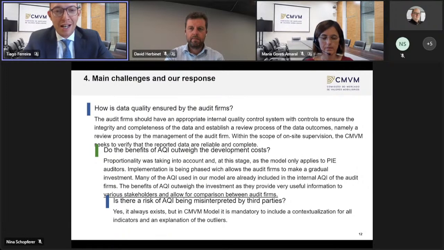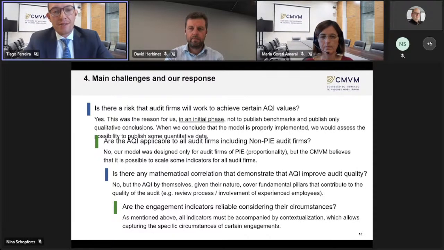This is the next slide, please. Yes, we know that probably some audit firms will work to achieve some benchmarks like 3% or 5% of engagement department involvement. So our objective is not for the audit firms to achieve some benchmarks. Our goal is to give a tool to the market to monitor some critical aspects.